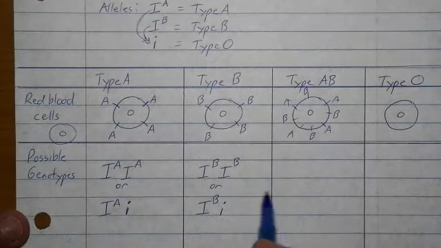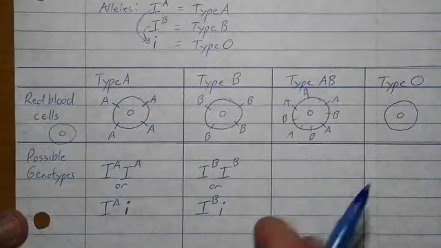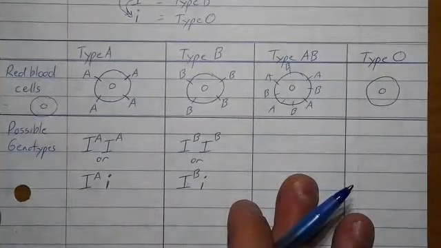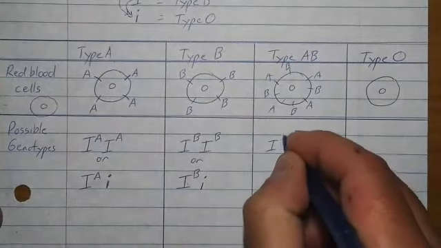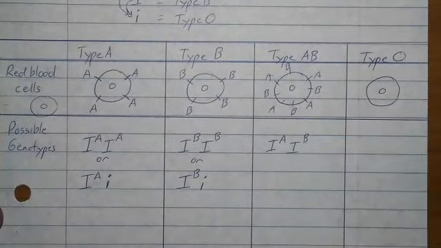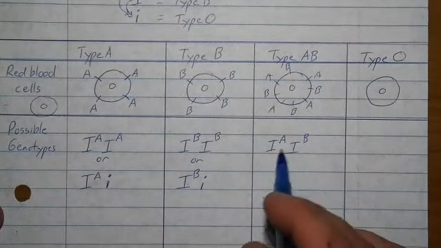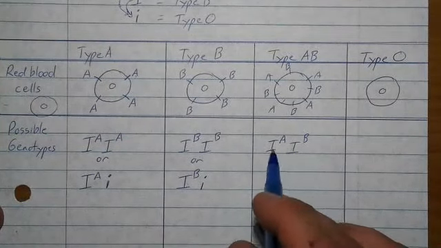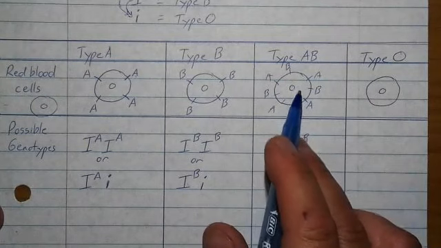Okay? What do you guys think about type AB blood? Well, there's really only one option. You'd have to have an A for the A's, and you'd have to have a B for the B's. That's it. That's all there is. So you have to have one of each. So if you're heterozygous, you have type AB blood.